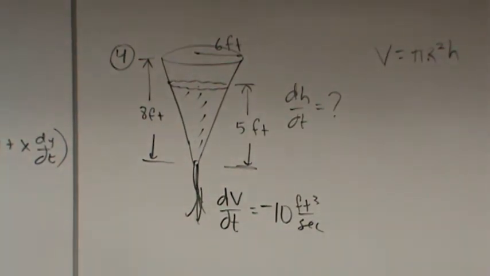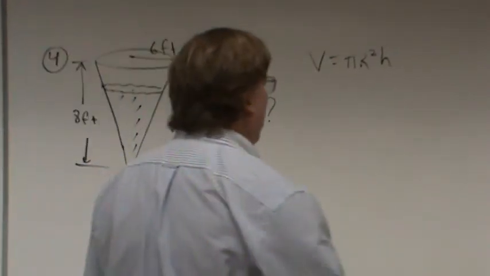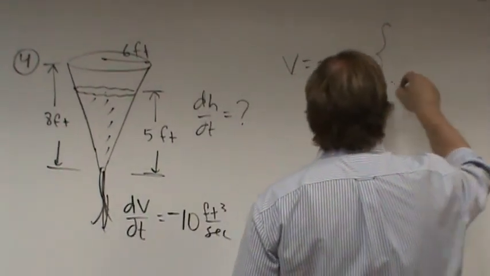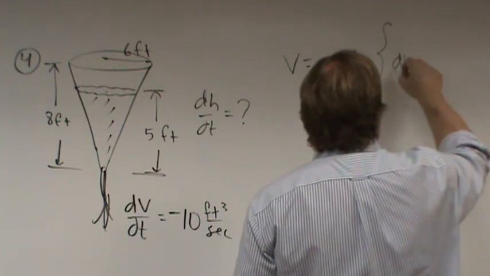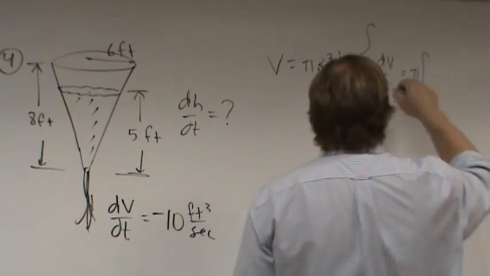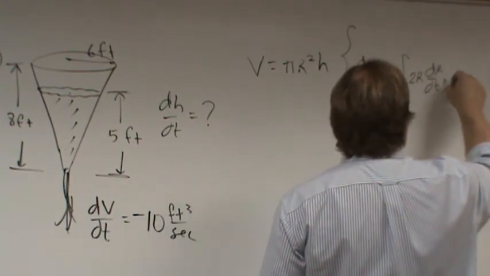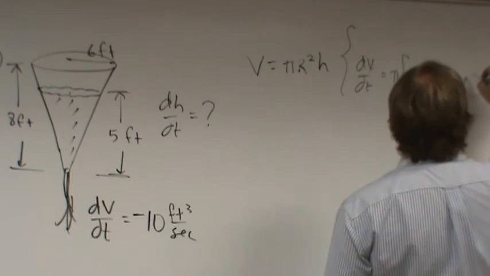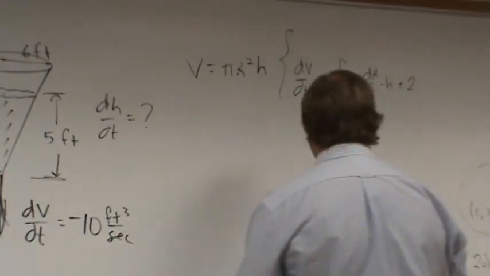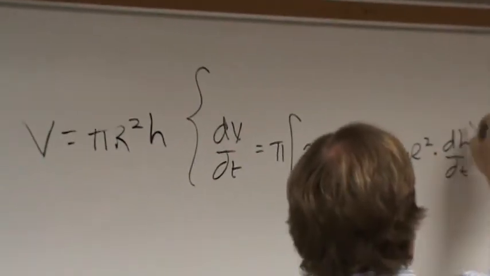Now, here's the problem. If I took the implicit derivative of both sides of this equation, it would look like this, and I'm going to put this in braces. It would be dV/dt equals pi times the derivative of the first, 2r dr/dt, times the second, plus the first, r squared, times the derivative of the second.